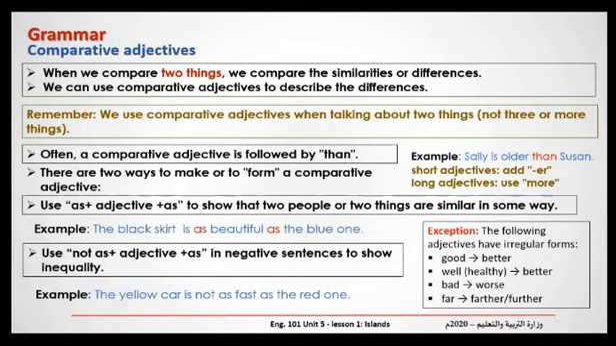However, there are some exceptions. The following adjectives have irregular forms. For the word good, we use better. For the word well, when it's used as healthy, it is better. For the word or adjective bad, it is worse. For the word far, it can be farther or further.